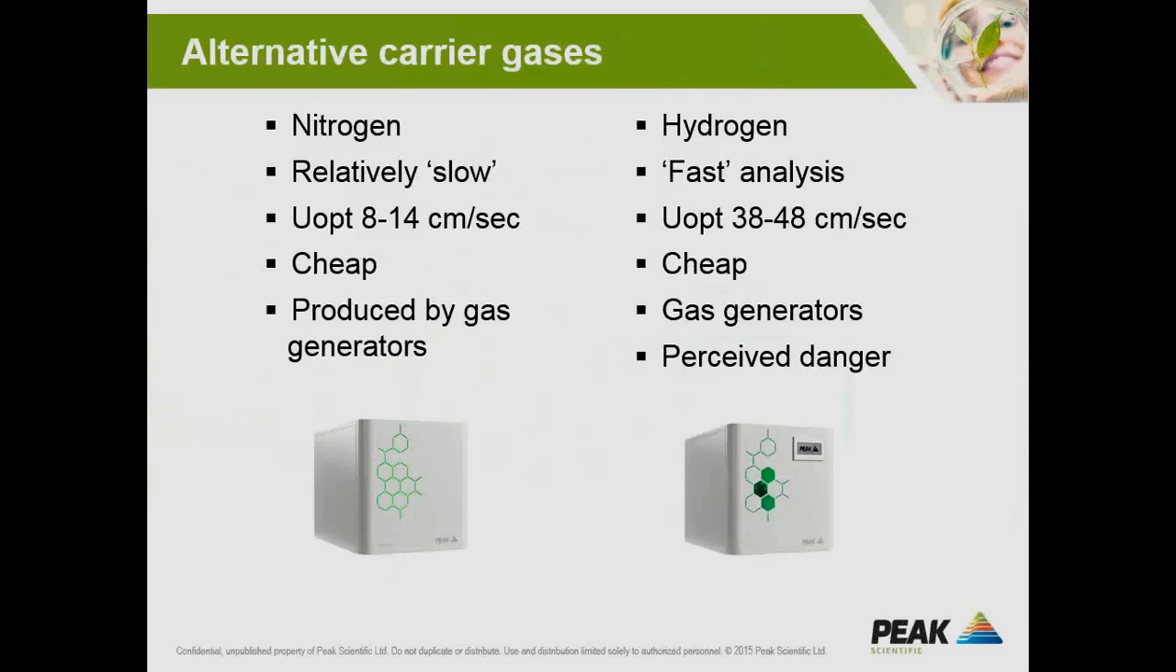In terms of the alternative carrier gases, if we look first at nitrogen, it's generally seen as a slow carrier gas, as it has a low optimal velocity of 8 to 14 centimeters per second, but it's cheap and it can be produced by gas generators, which obviously has some advantages. Hydrogen is often cited as a fast alternative to helium, as it has a high optimal velocity. Again, it can be cheaply produced, and it's available from gas generators, but there is the perceived danger of hydrogen. Again, this is something I'll touch on later in the presentation.